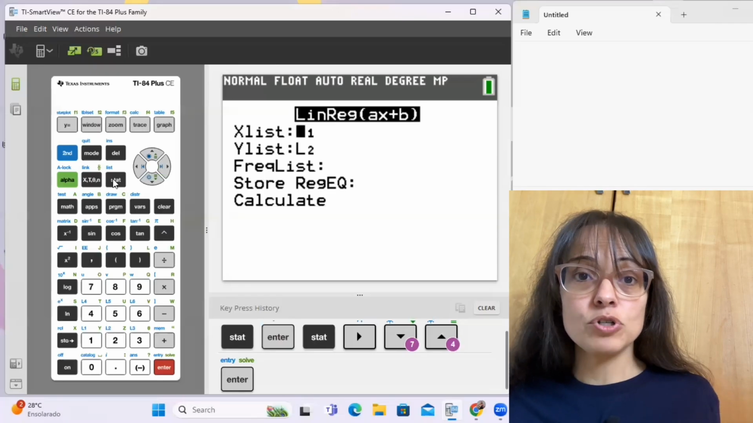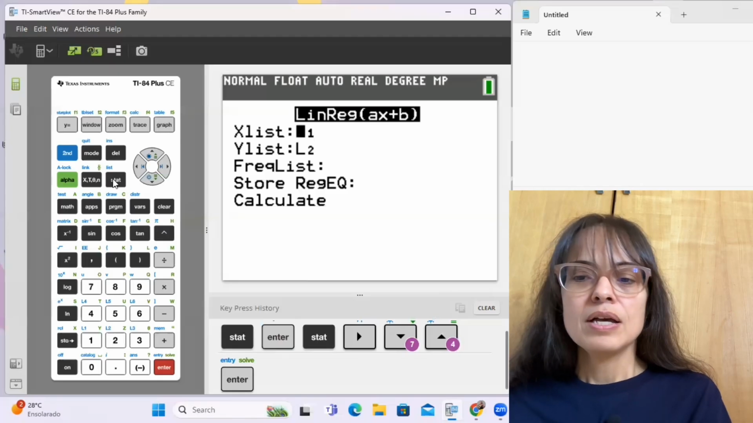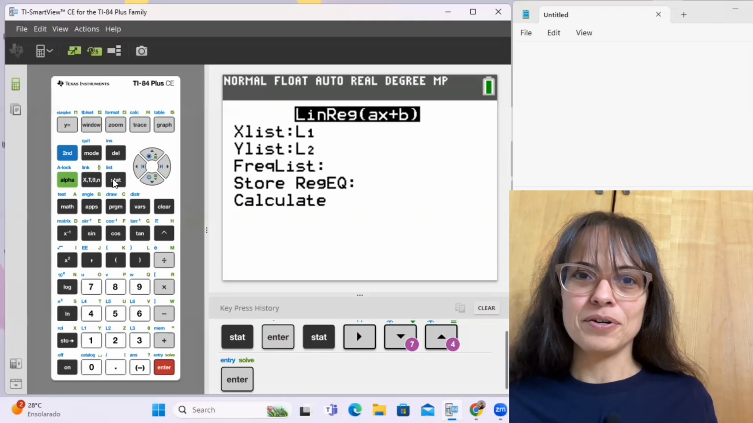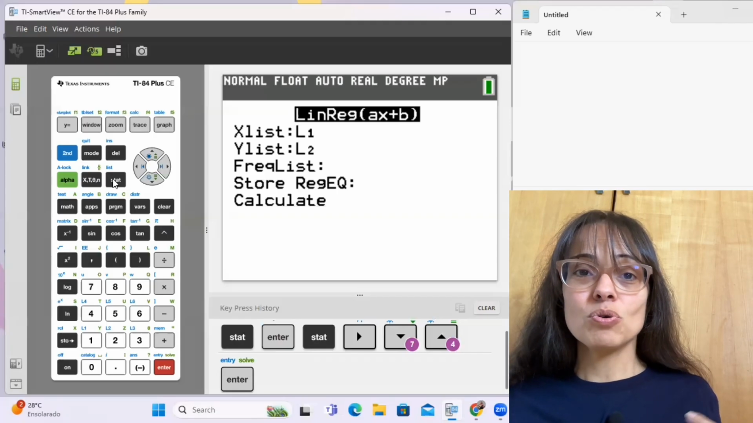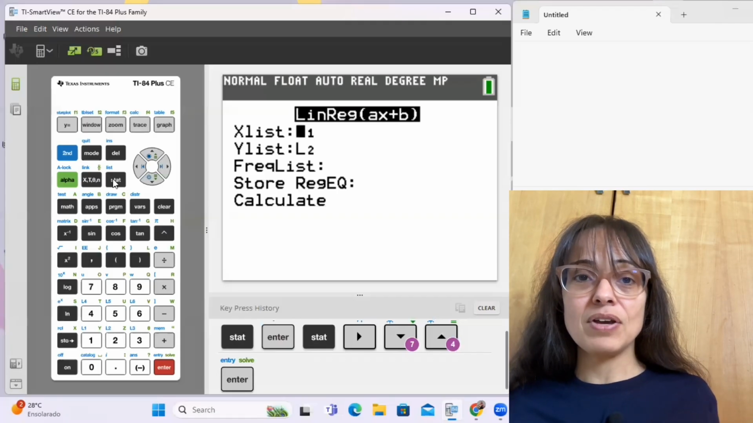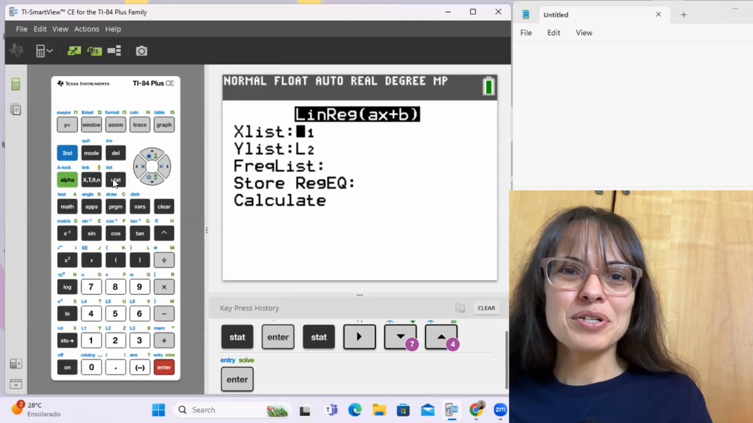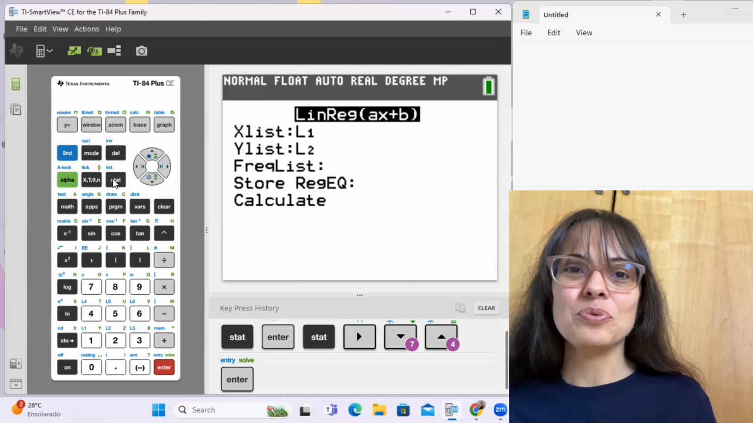It is the temperature that influences how many ice creams get sold. Selling more ice cream doesn't make the day get hotter. It is the other way around. So in this example, there is a very clear distinction between who is independent and who is dependent. My example is just numbers, so I'm just going to put L1 and L2 randomly.